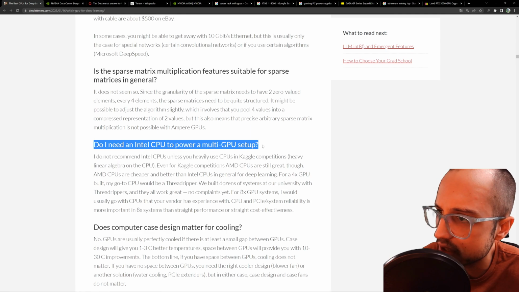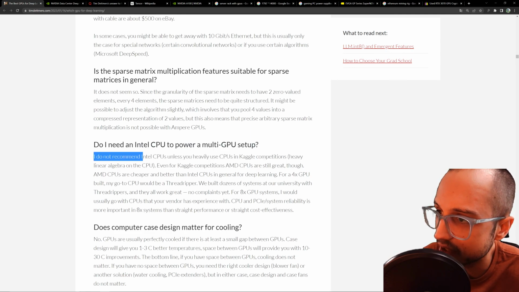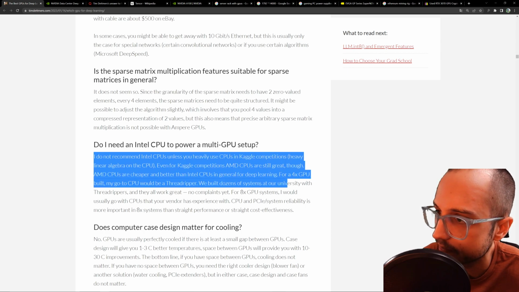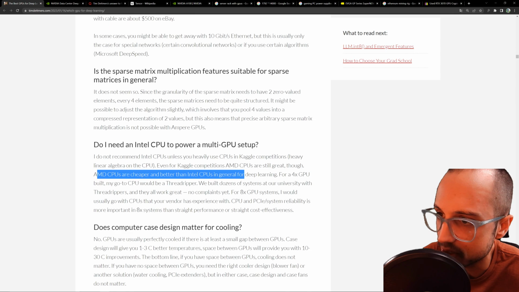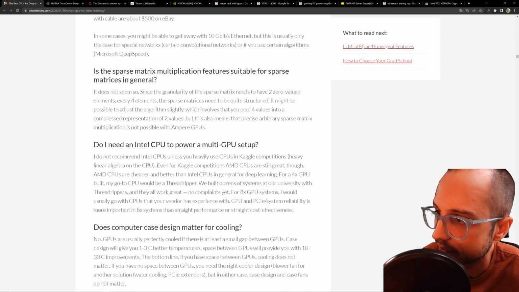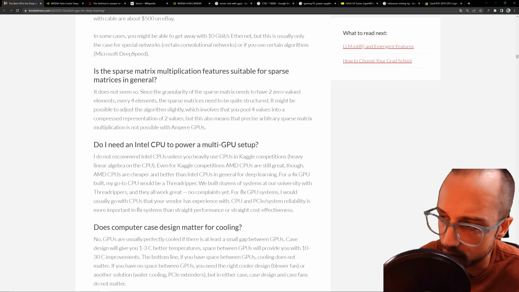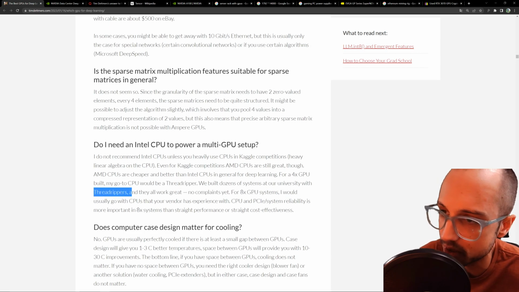Do I need an Intel CPU to power a multi-GPU setup? I do not recommend Intel CPUs unless you heavily use CPUs in Kaggle competitions. Even for Kaggle competitions, AMD CPUs are still great though. AMD CPUs are cheaper and better than Intel CPUs in general for deep learning. For a 4x GPU build, my go-to CPU would be a Threadripper. Okay, so there you go. This guy recommends Threadripper CPUs.